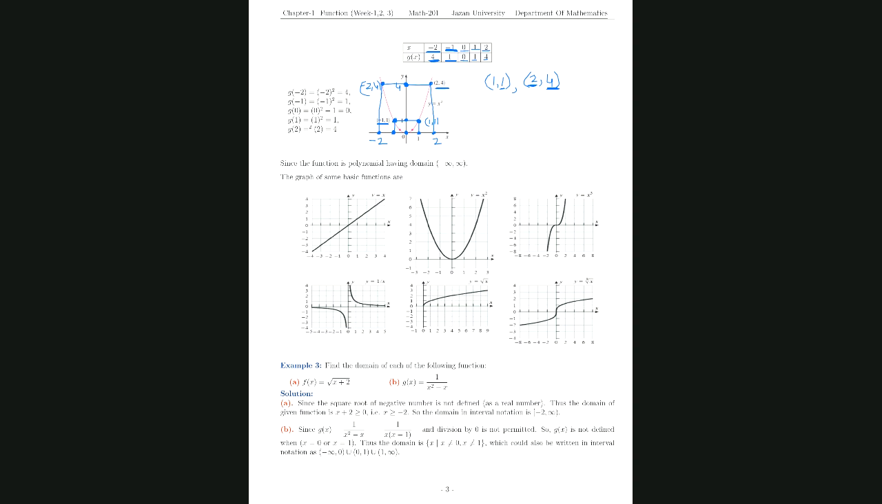Okay, so let me connect. This point is here: 1, 1. Here 2, 4. Here minus 1, and here minus 2, 4. Connect these points. When connecting these points, you will get this graph. Okay, like that. So this is the graph of x squared.